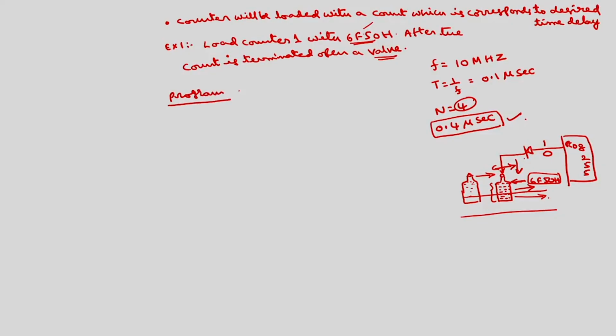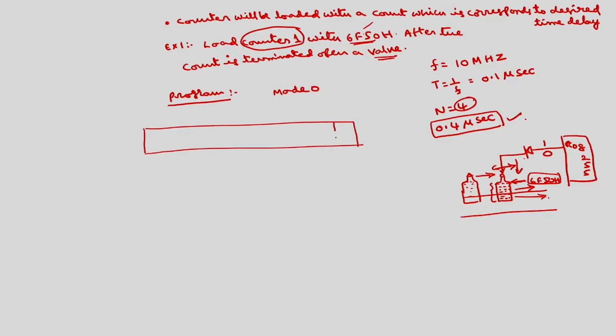Before writing the program, what will be the control words? I want to use counter 1 in mode 0, because on the terminal count we have to interrupt. Okay. So what is the control register, which you discussed in the last lecture? This bit is 0 for binary counting. We want binary counting only. These 3 bits decide the mode. Because we are operating in mode 0, these 3 will be 0 0 0.